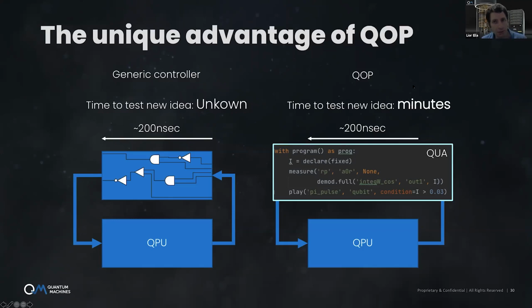However, if you're working with a quantum orchestration platform, the time to test out new ideas is minutes. Okay, and this can really make a huge difference in your ability to tailor the specific code that you're running, the specific protocols that you're running, to the real problems that appear on your setup. Okay, so here, for example, we see reset. So here the reset is just created by adding this condition, I larger than 0.03, where I is a measurement result. So it's really, really simple to add feedback in this case. And we're going to show more examples of this as we go along.